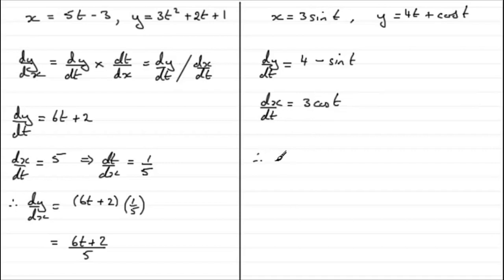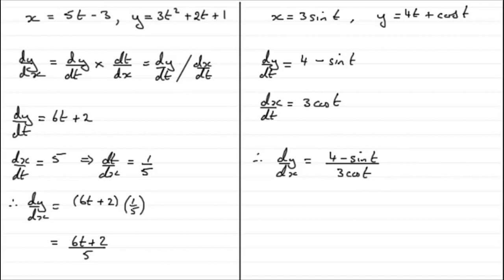So therefore, when it comes to dy by dx, we've got dy by dt divided by dx by dt. So dy by dt is 4 minus sine t, and we can think of it as divided by dx by dt, which will be 3 cos t. And you can't really do that much with that.